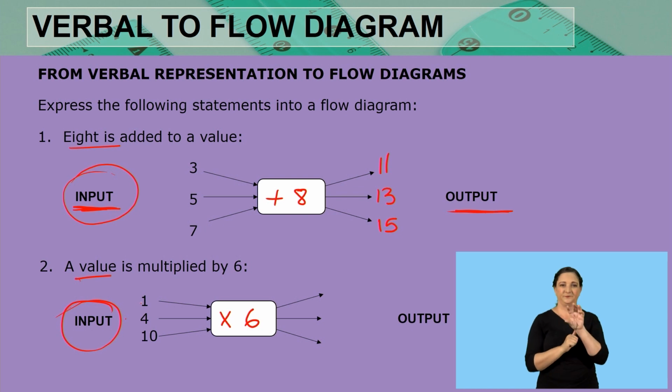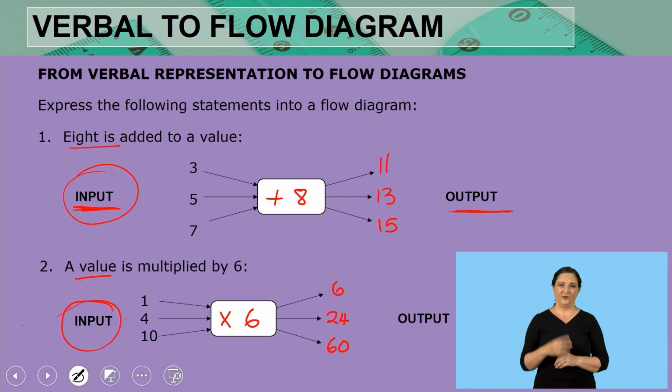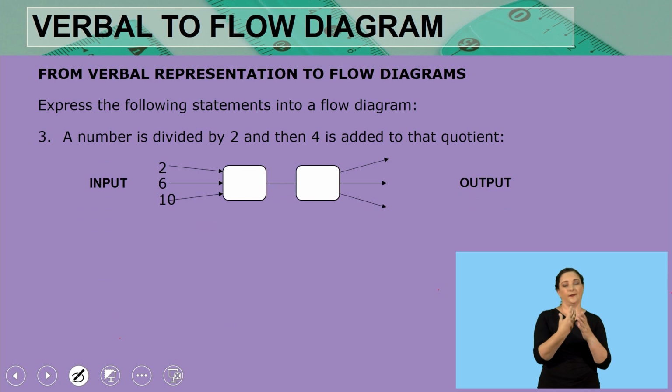So let's look at the first input value. That is 1 multiplied by 6. And as an output, we have there a 6. Then we have 4 multiplied by 6. As an output value there, we have a 24. And then we have the 10 multiplied by 6. That gives us an output value of 60. So those are the input values and the output values. Let's look at more flow diagrams and see what we can do with them.